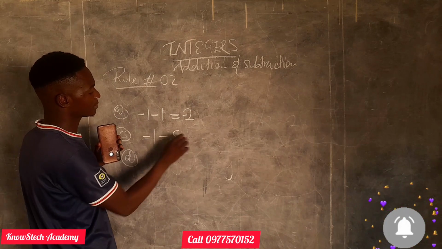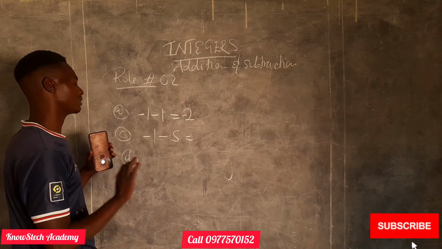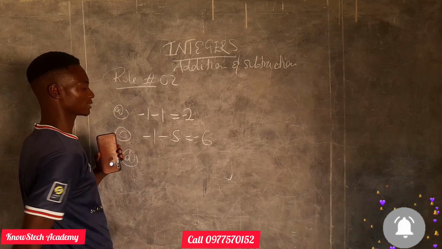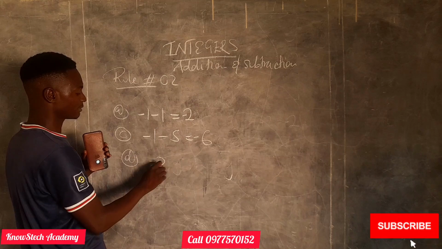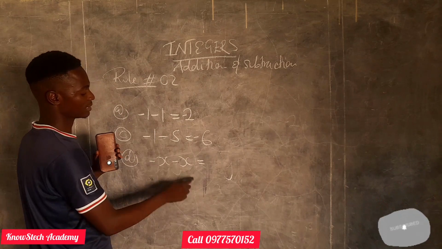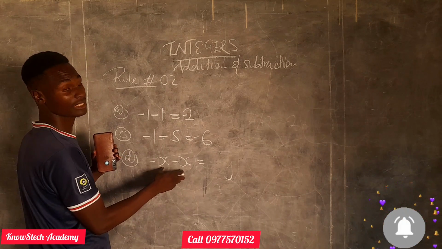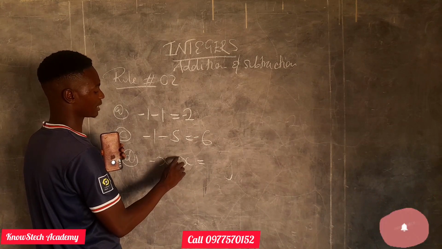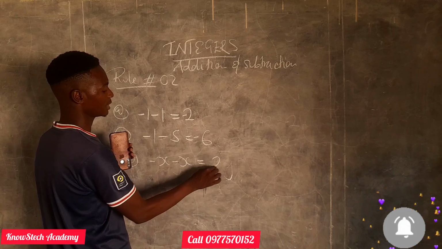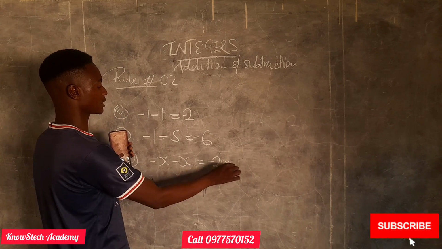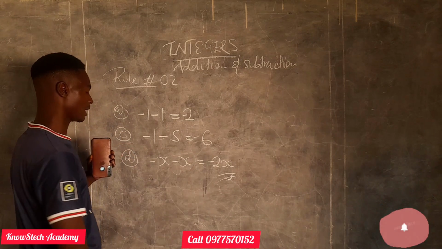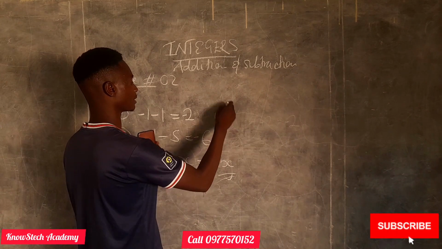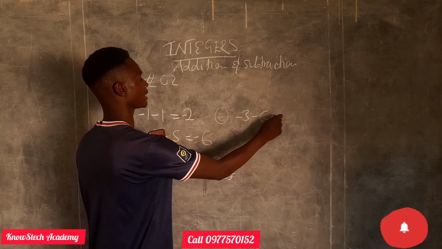-1 minus 5. Don't even think of anything. As long as they're negative, just add: 6 minus. -x minus x. Look at this, they have like terms. Just add x plus, -1 minus -1, which is just -2x.